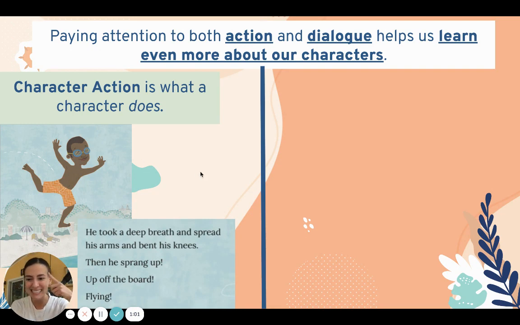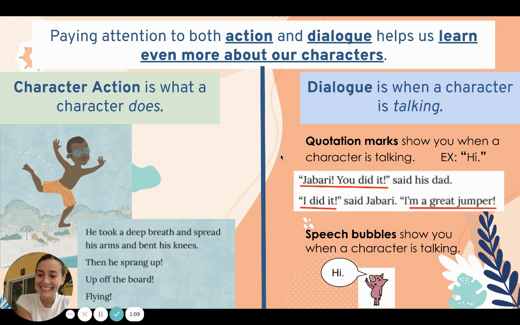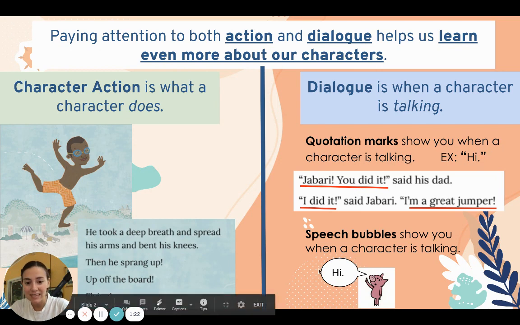Can anyone remember what dialogue is? Think about it. Let's hear it. Yeah, dialogue is when a character is talking. Remember, we can notice this by paying attention to those quotation marks. You'll see them at the beginning and the end of what a character is saying. Dialogue is also shown in speech bubbles sometimes.